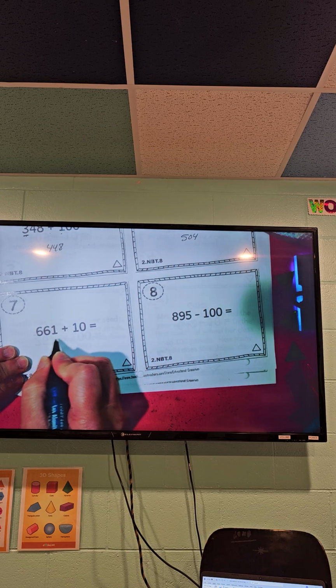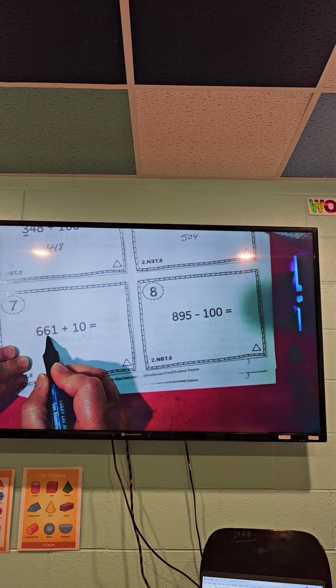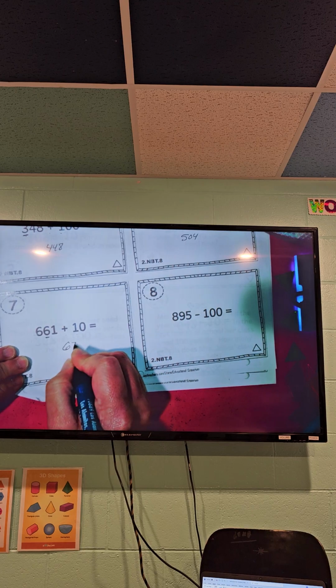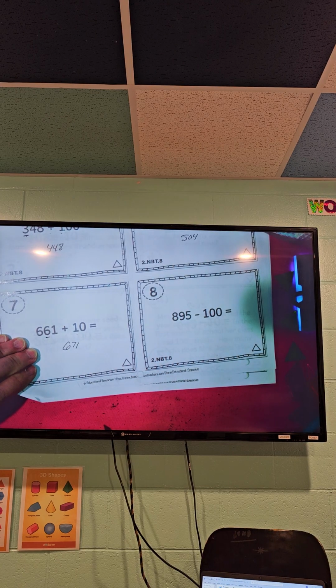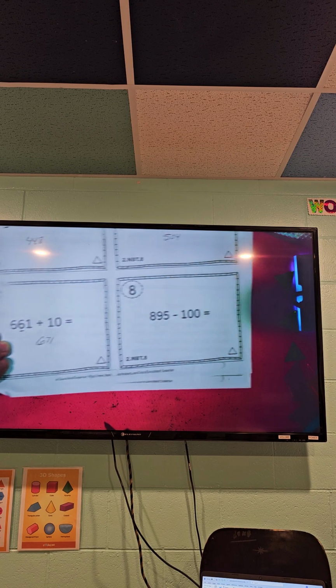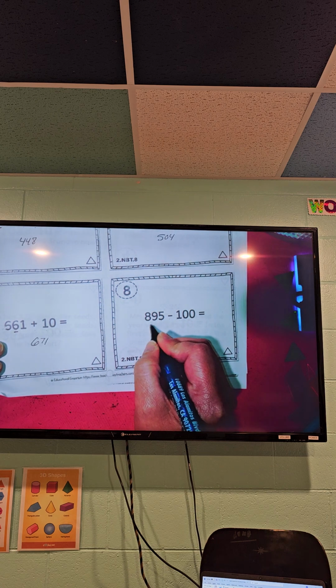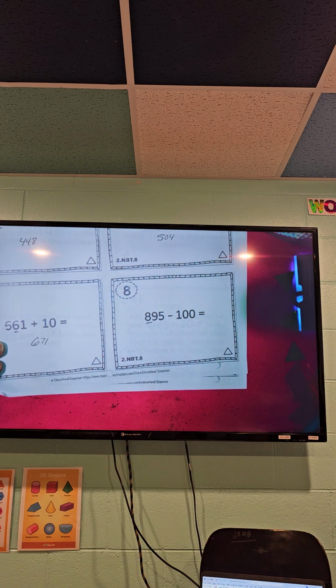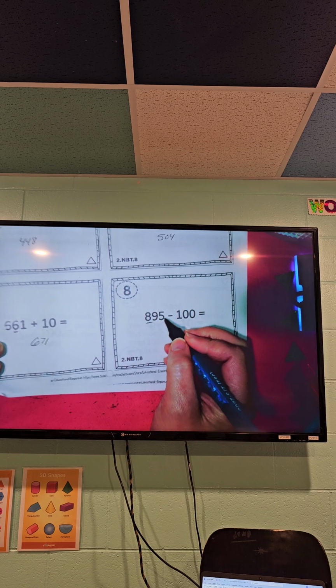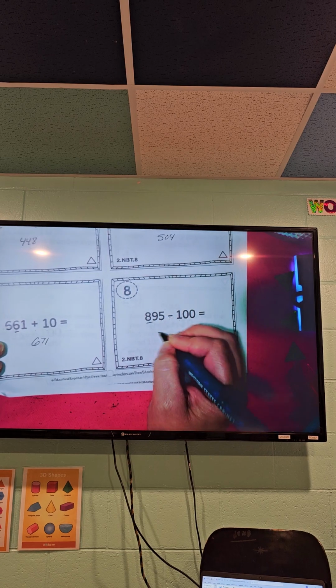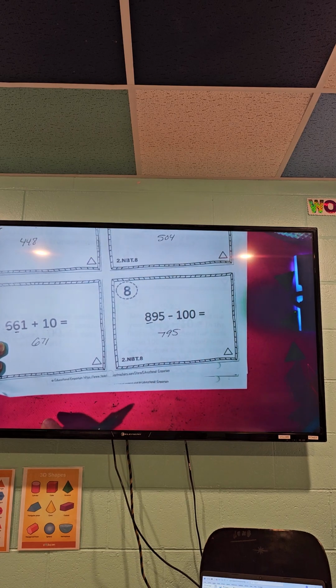661 plus 10. Find the tens place. The 6 is increasing by 1, so it becomes 671. 895 minus 100, find the hundreds place. That 8 becomes a decrease by 1, so it becomes 795.